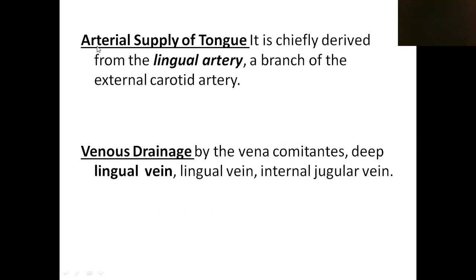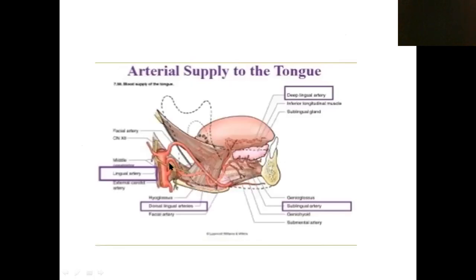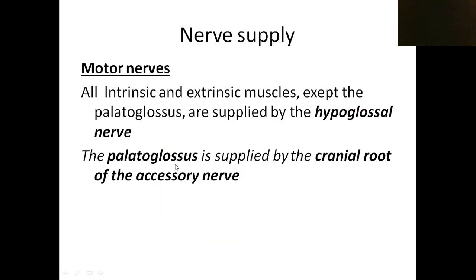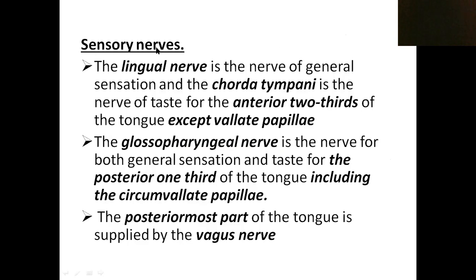Now we are going to discuss the arterial supply of the tongue. It is supplied by the lingual artery. Here we can see the lingual artery. Venous drainage, lingual vein. Then nerve supply of the tongue. Now we know the motor supply: all muscles are supplied by the hypoglossal nerve, except the palatoglossus, which is supplied by the cranial root of the accessory nerve. Now sensory supply.